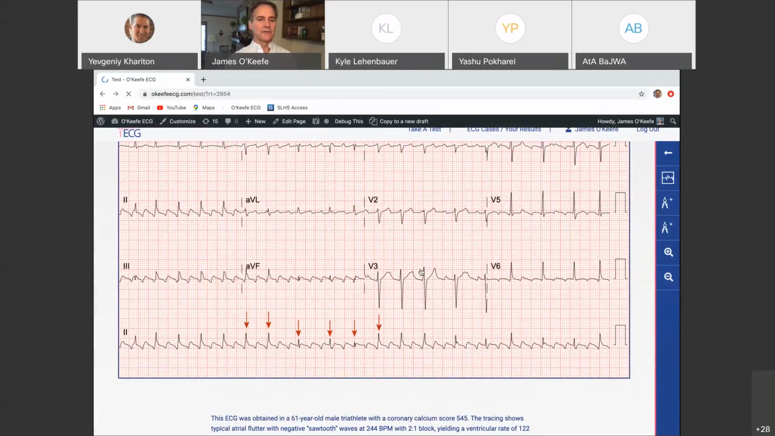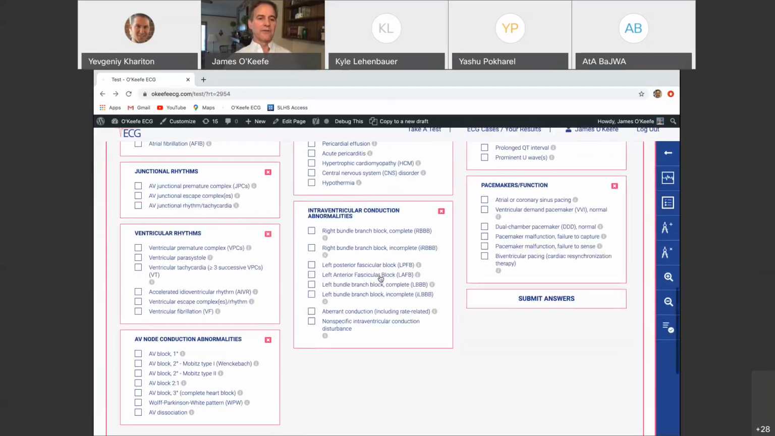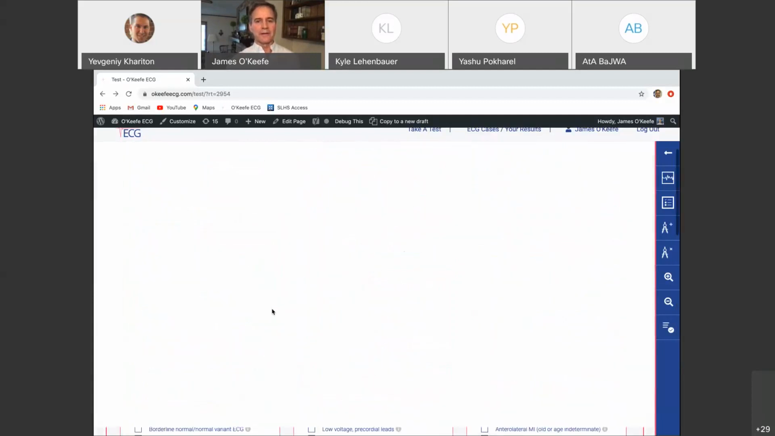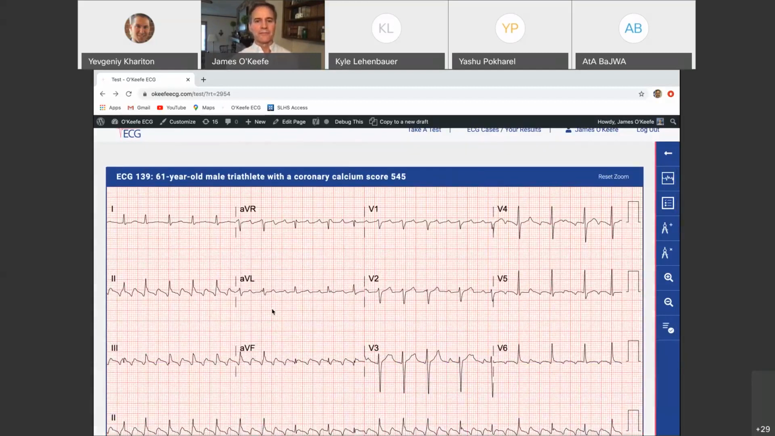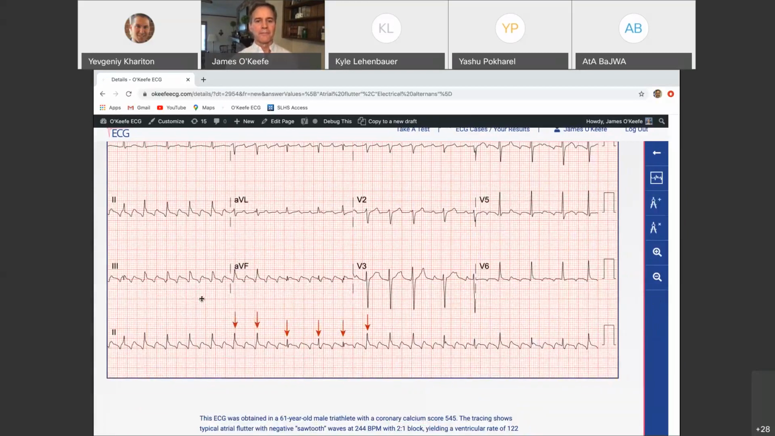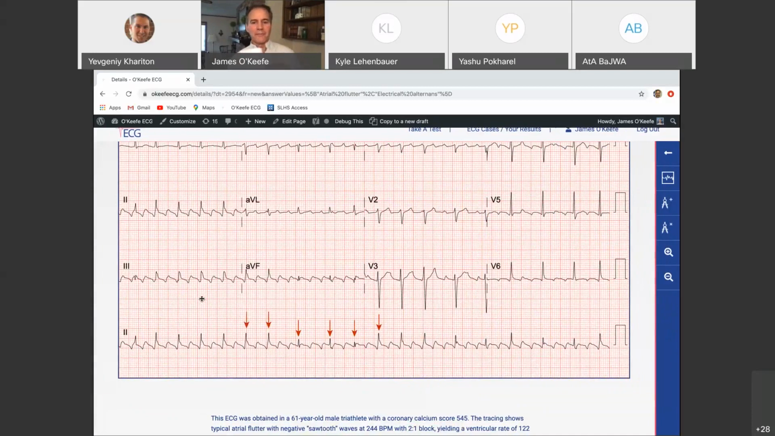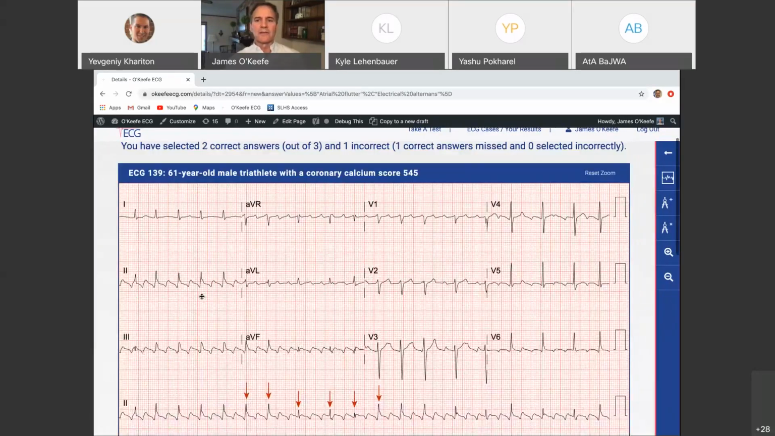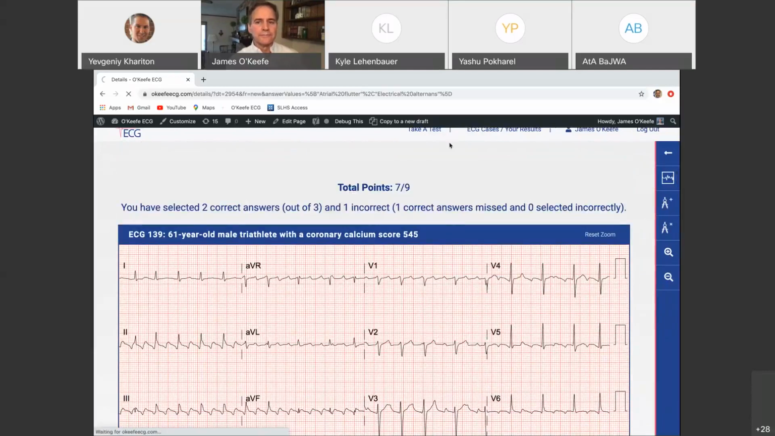Let's just go back to that. If you look here under AV conduction abnormalities, there is an AV block 2-to-1. So when you see atrial flutter, think of also coding that 2-to-1 AV block. So Keith, even though the 2-to-1 AV block is intermittent, you can still code it? Yeah, and this is pretty consistent, but when it's the majority of the tracing, I think you would code this 2-to-1 AV block.